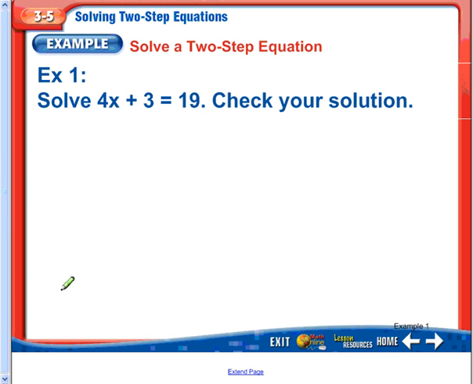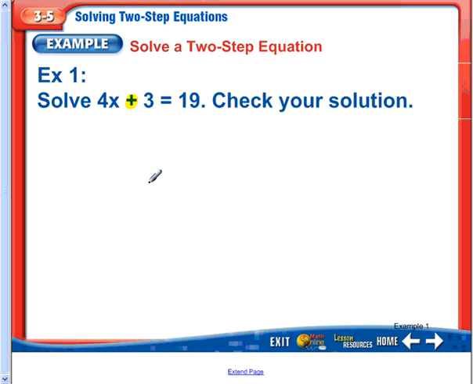In example number 1, 4x plus 3 equals 19. We don't have step 1. We do not need to simplify on both sides of the equation. There's nothing to simplify. Step 2, get rid of any addition or subtraction to the side with the variable.